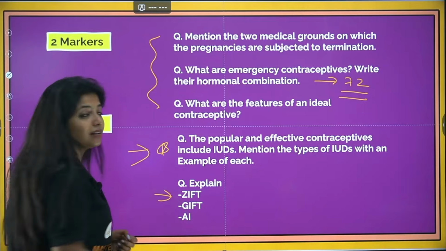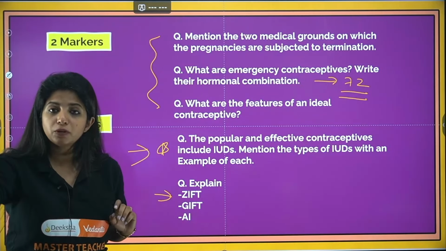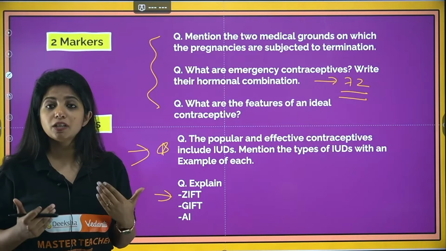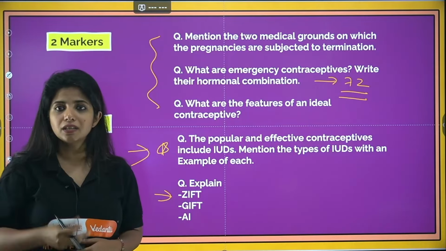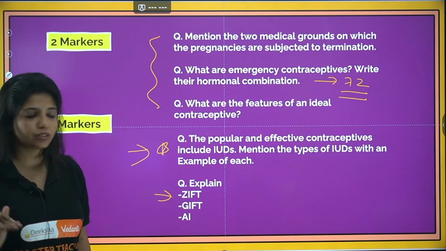Explain ZIFT, zygote intrafallopian transfer. Either the zygote or the embryo up to 8 blastomeres can be put inside the fallopian tube. That is known as ZIFT. GIFT is where a mother cannot produce gametes but can provide the space for the baby to grow. So you transfer the gametes to the mother's body. GIFT, gamete intrafallopian transfer, again in the fallopian tube itself.